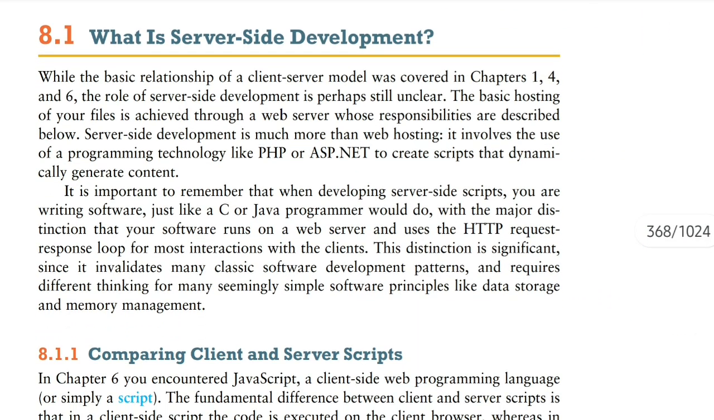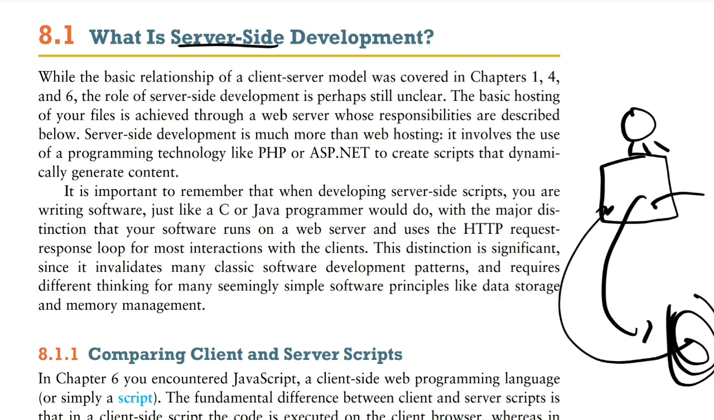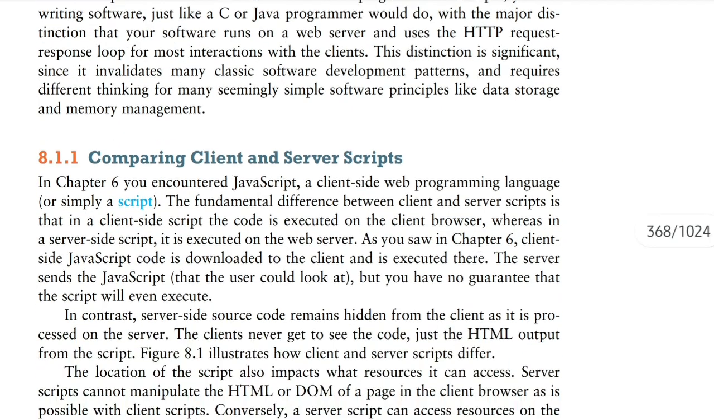What is server side development? As we had seen in the previous part, client side development means the execution of a JavaScript program will happen where the user is sitting, at the same place. But in server side, the code will go to the server side and get executed, and only the output will be sent back. Whereas in client side, the code will be sent here and it will get executed here only, and the output also will be shown here only. Okay, that's the difference between client side and server side.